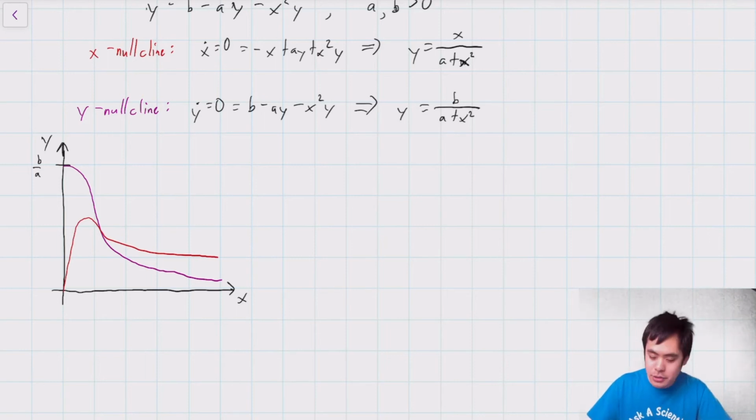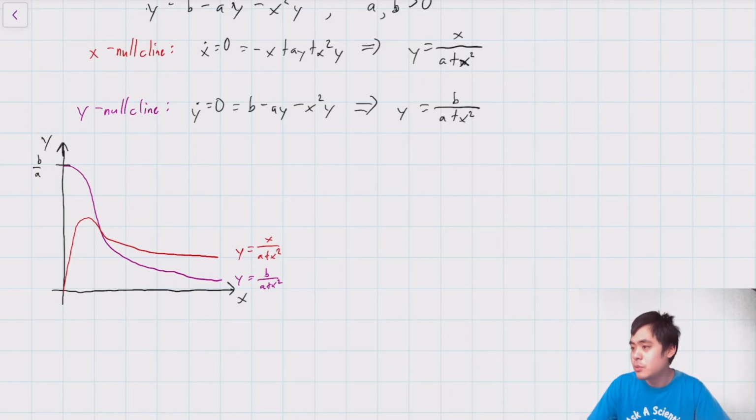So we have our x nullcline, y equals x over a plus x squared, and our y nullcline, y equals b over a plus x squared. One of the things that we learned last time is that the equilibrium points are the intersections. So together, these imply that we only have one equilibrium.